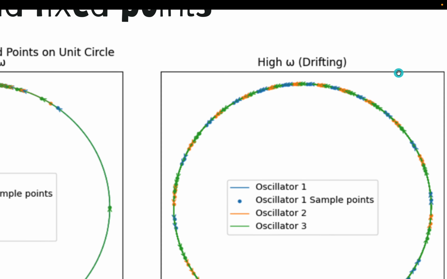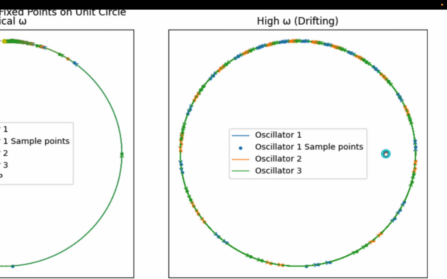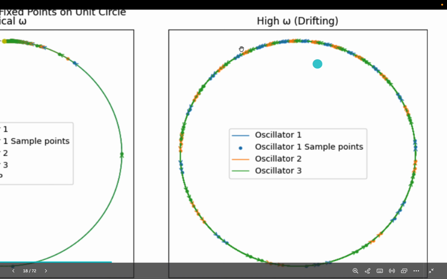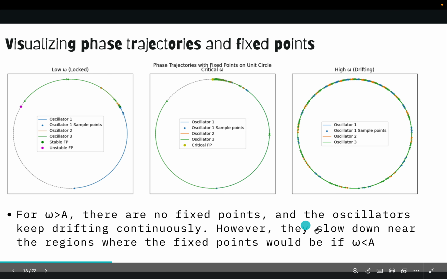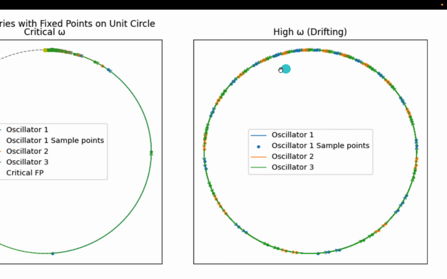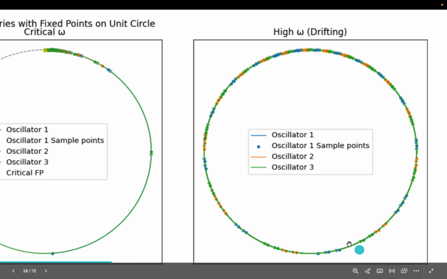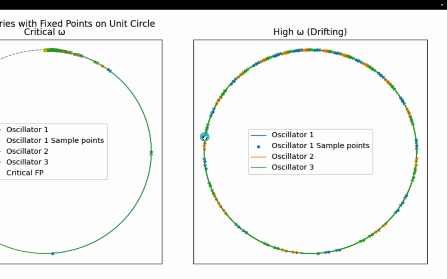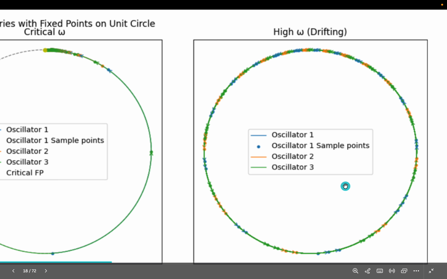But when omega is greater than a, the drifting case, you see there is no fixed point. The oscillators keep drifting, they don't converge, they just keep oscillating. These points I have generated at equal intervals while the oscillator is oscillating. You see the density of points is higher around this region as compared to here, which means the oscillators slow down when they come here, and speed up when they come here.